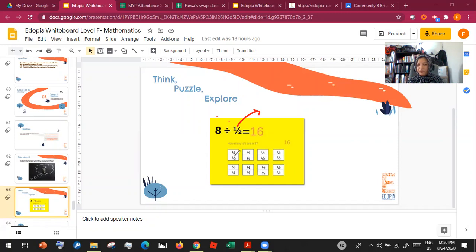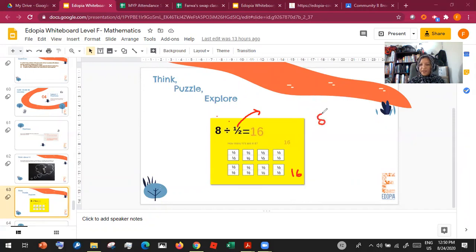If you start adding these parts, you'll get 1, 2, 3, 4, 5, 6, 7, 8, 9, 10, 11, 12, 13, 14, 15, 16. The answer is 16. But how do we do this?